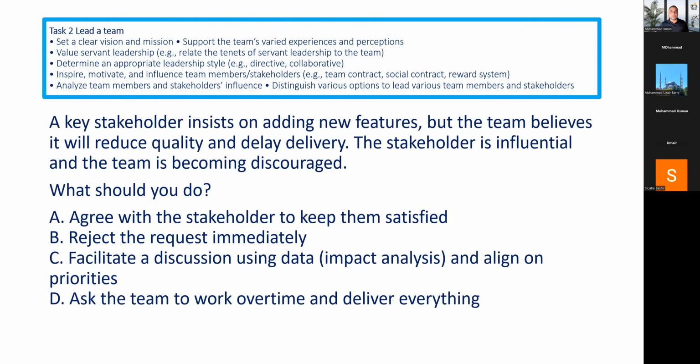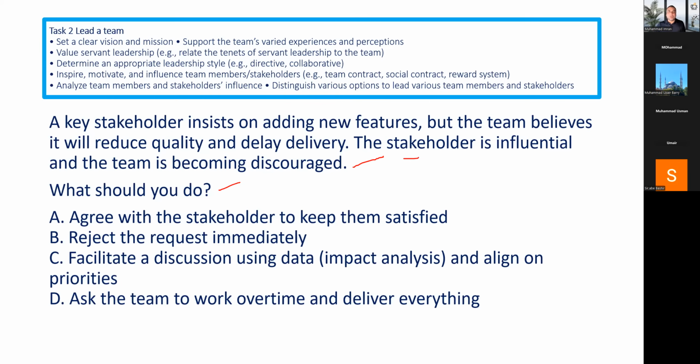Next and last: a key stakeholder insists on adding new features, but the team believes it will reduce quality and delay delivery. Things are good, right? Changes are needed. The stakeholder is influential and the team is becoming discouraged. So what is missing? Shared vision, prioritization, urgency.